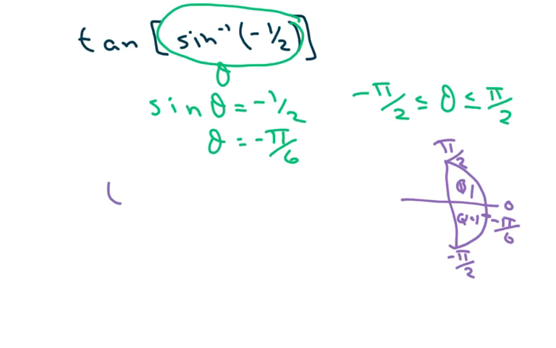Okay, so then you do tan of negative pi over 6, because we found our angle. And tan of negative pi over 6 is negative square root of 3 over 3.